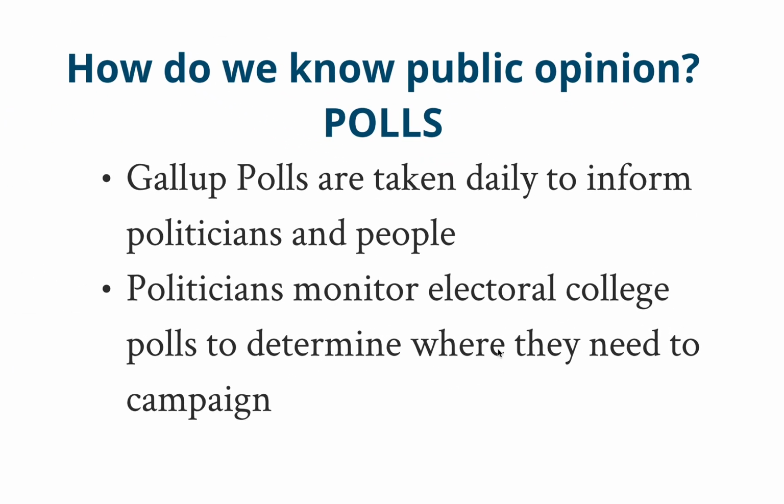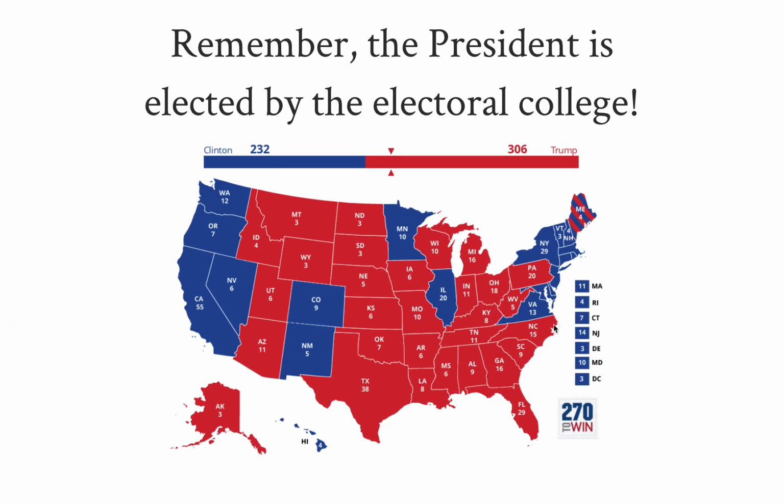All right, so all along, candidates are going to be paying attention to public opinion and polls. There are Gallup polls that are taken every single day to inform the politicians and their campaign staff and the people of who's being favored by which state or which area. And this helps the politicians monitor the Electoral College to determine where they need to campaign. So if you see that North Carolina in this recent poll is leaning towards Clinton in this case, then you are Donald Trump's campaign staff, you're going to be like, look, Donald Trump, we need to go to North Carolina and campaign quite a bit so that we can start getting North Carolina's 15 votes.